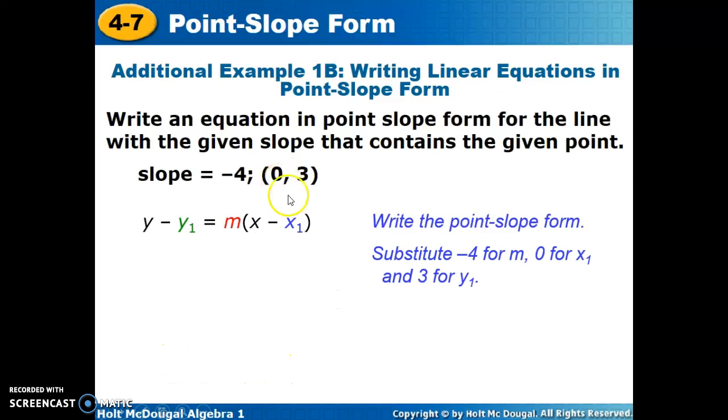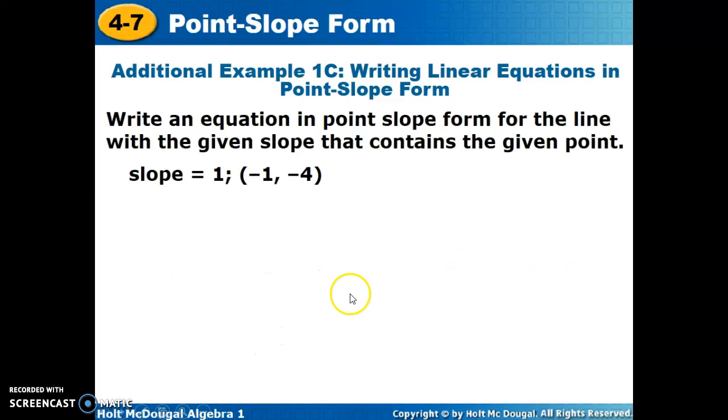So we're going to substitute the points in. Our slope is -4, placing that in for m, and our point 0, 3. Once again, look at this. Subtraction, but that 3 is positive. So we simplify and get our equation.